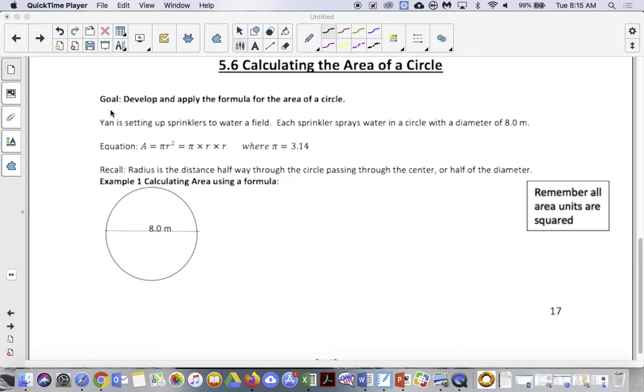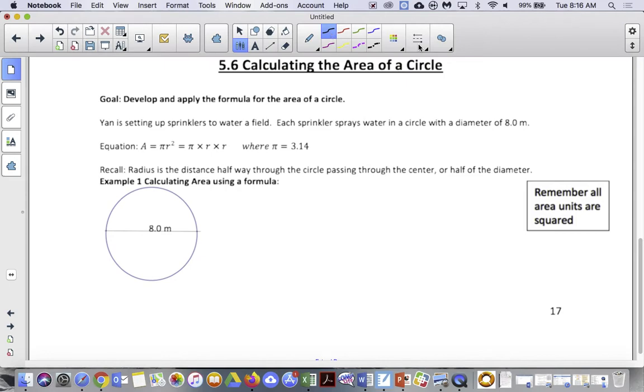Hello, this is Math 7, Lesson 5.6, Calculating the Area of a Circle. So today's goal is to develop and apply the formula for area of a circle. If you look right up at the beginning, it says Yan is setting up sprinklers to water a field. Each sprinkler sprays water in a circle with a diameter of 8 meters.